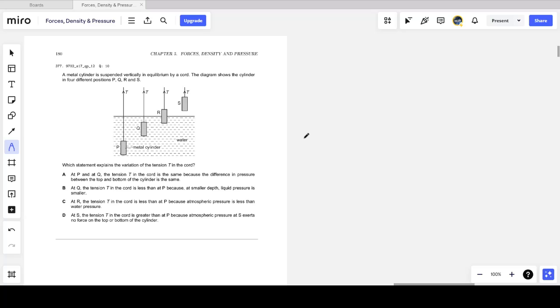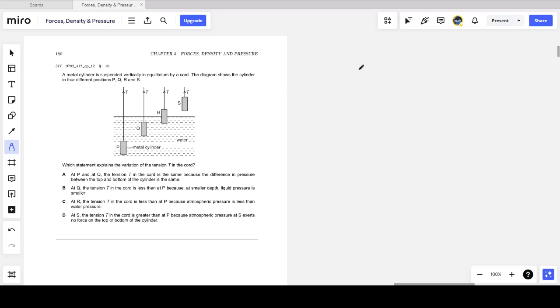At P and Q, the tension T in the cord is the same because the difference in pressure between the top and the bottom of the cylinder is the same. At Q, the tension T in the cord is less than at P because at smaller depth, the liquid pressure is smaller. At R, the tension T in the cord is less than at P because atmospheric pressure is less than water pressure. And at S, the tension T in the cord is greater than at P because atmospheric pressure at S exerts no force on the top or bottom of the cylinder.